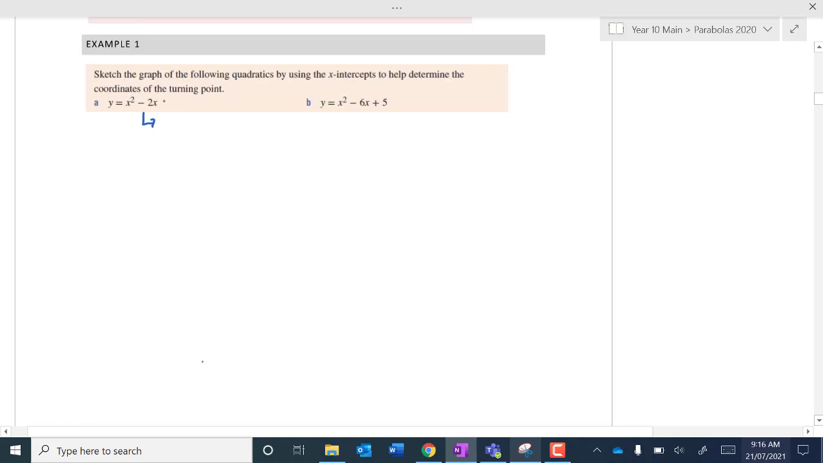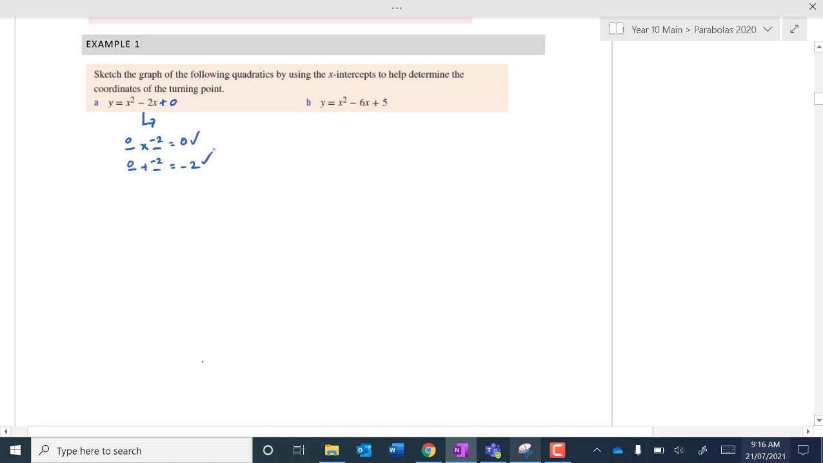Now, we could do one of 2 things. We could basically turn this into a trinomial, which means that I've got 2 things that multiply to give 0, and they add to give -2. And of course, that would be 0 and -2. That's one way of doing it.